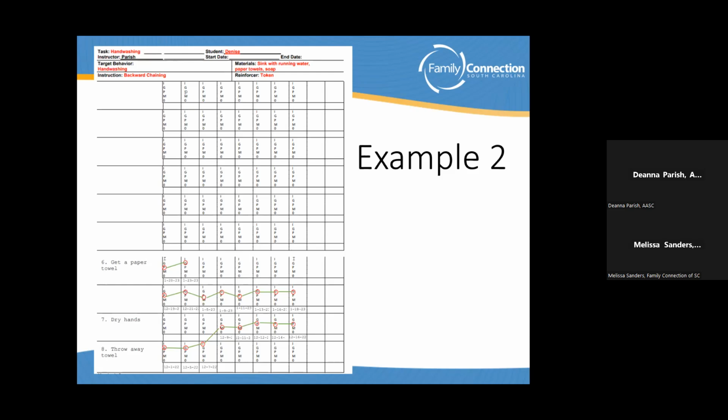So as we look at this particular data sheet that this teacher is using, it kind of lends itself to some graphing already. If you start at the bottom with over the paper towel, you see she did well at that. She was able to do that at a mastery level of 75%. And so she was able to move along to the next step. So she was able to move up to step 7. Step 7 took her a little bit longer.